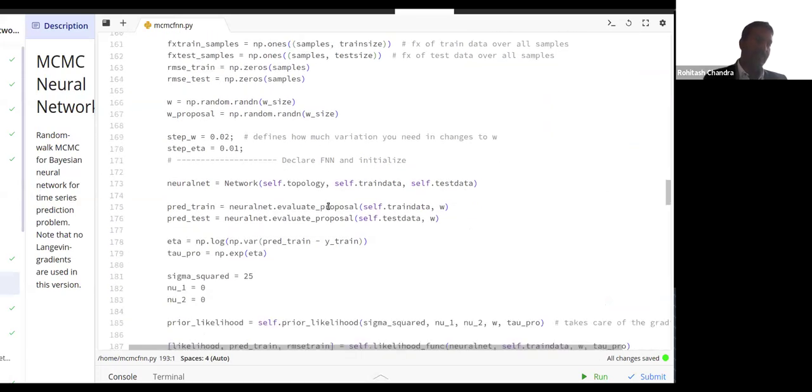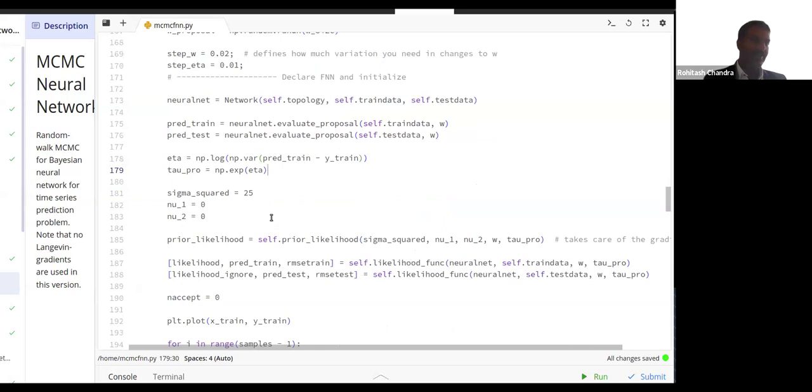So they are fixed. Similar to the previous case, after the neural network topology is defined, we take the set of proposals that were given initially, the weights in the weight proposals, and we evaluate the train and the test, and we get the eta tau proposal. We set up our prior, and the prior basically tells the spread. It can be 5, 20, 30, depending on whatever assumptions you want to make.